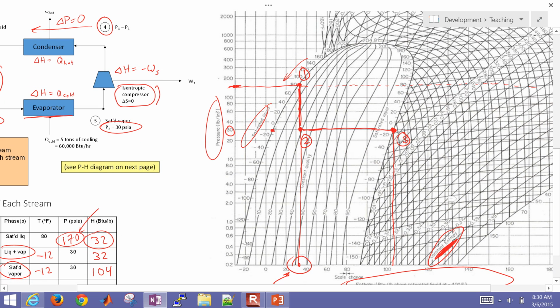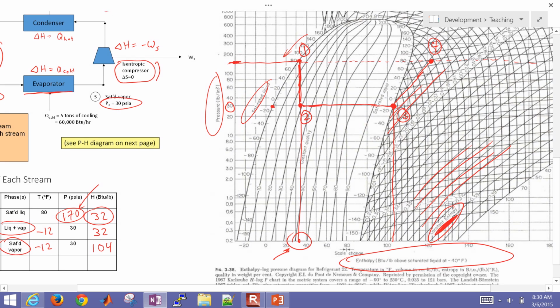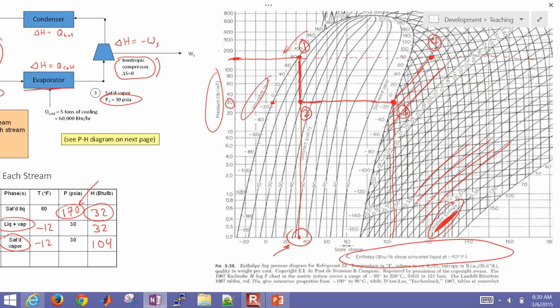Okay, and so these are all the constant entropy lines that are going up, and if I come up to this point and I just trace that up, I'm going to hit my point number 4. Okay, so that's point number 4, and then I can get the enthalpy, the temperature, and the pressure.